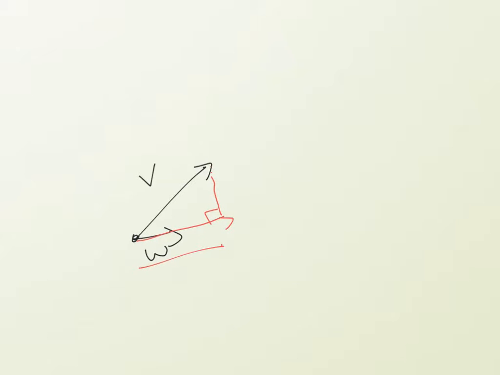So this complete red line that I just drew here is the projection of V onto W. Specifically, the projection of V onto W lies on the line through W and is parallel to vector W.